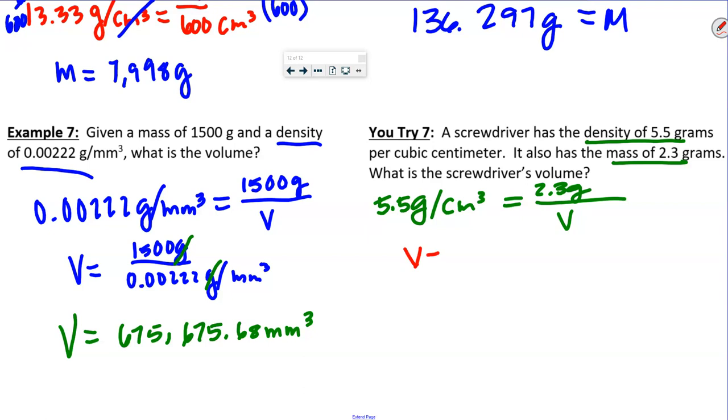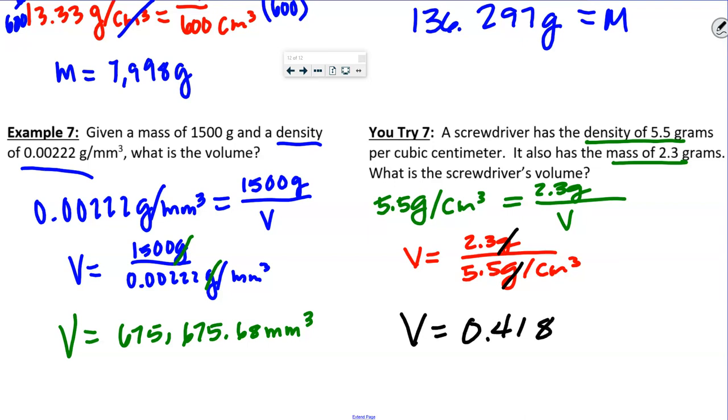So volume is going to be equal to 2.3 grams divided by 5.5 grams per centimeter cubed. Once again, hopefully you can see that your grams are going to cancel each other out. So when we divide 2.3 by 5.5, our volume is going to be equal to 0.4182, and this is again going to be centimeters cubed because that's the only unit we have left.